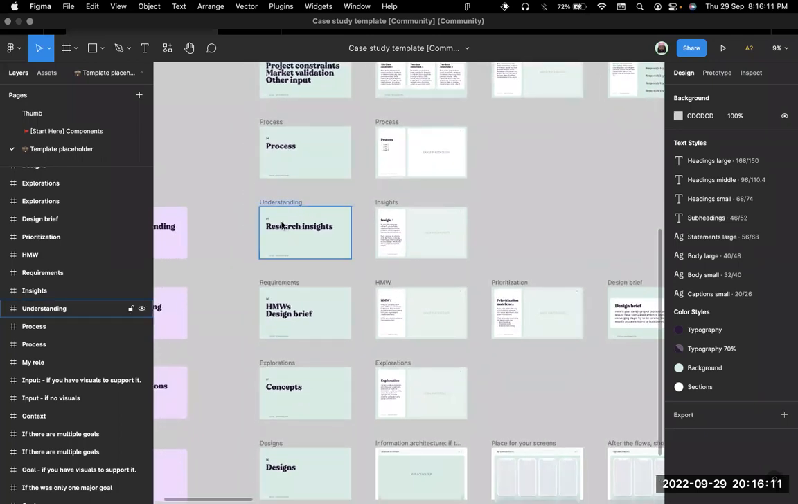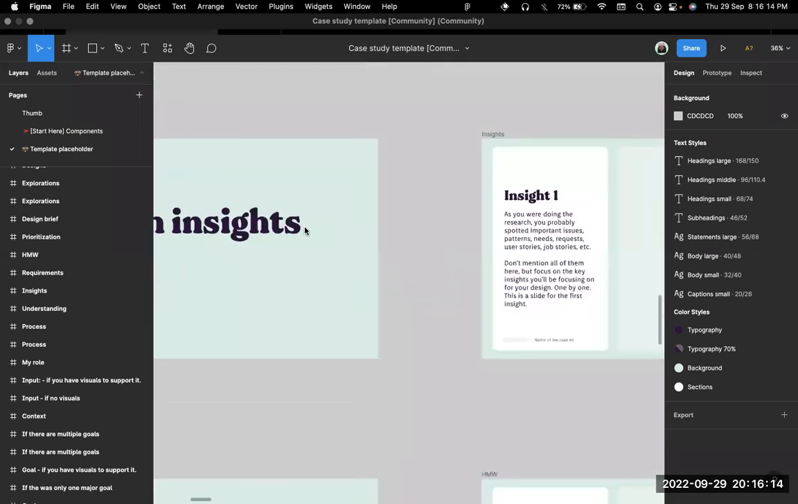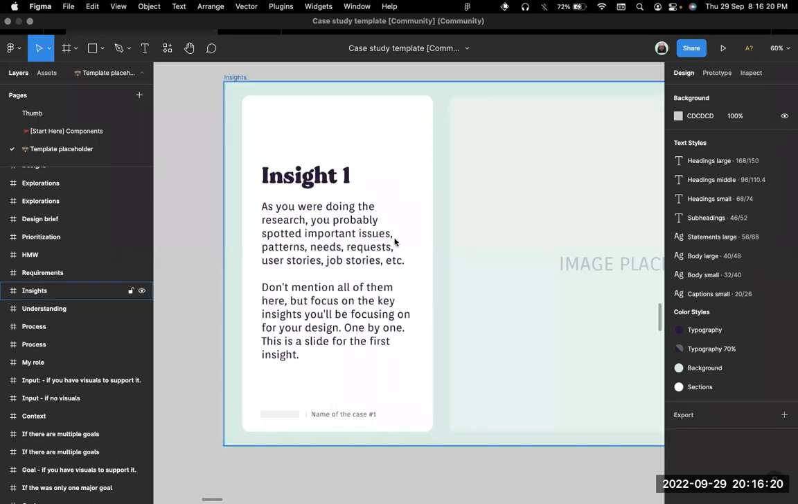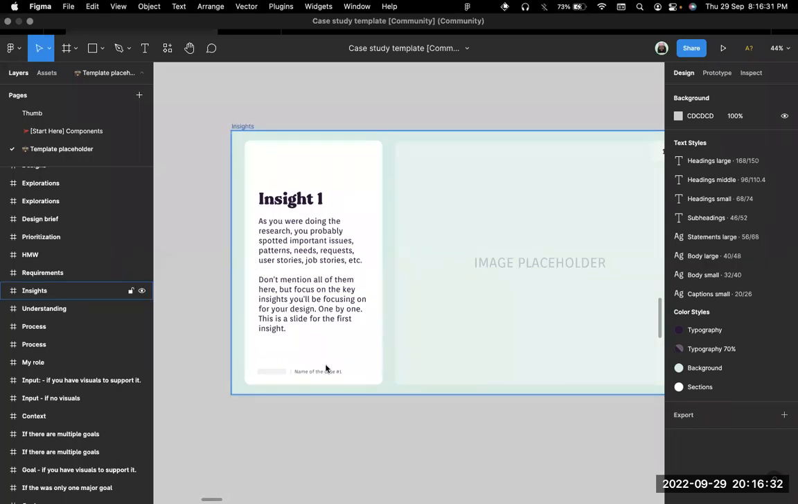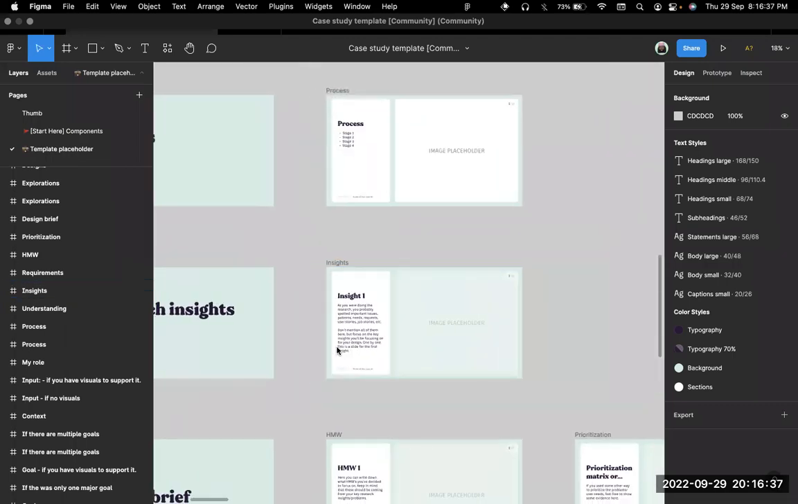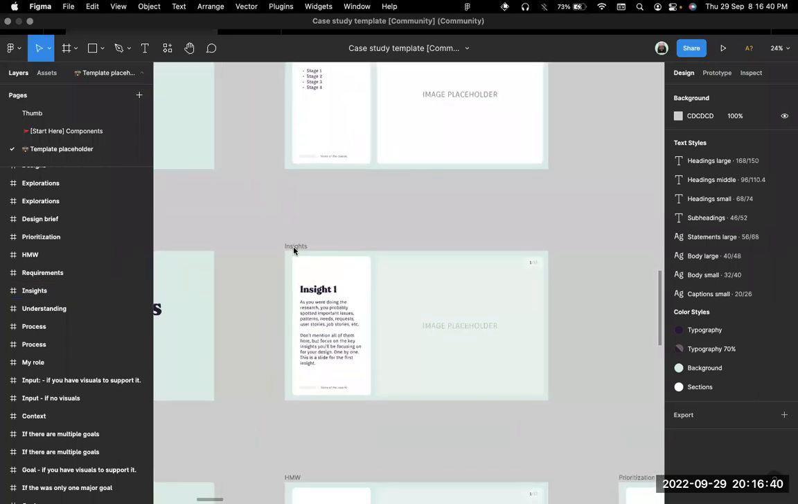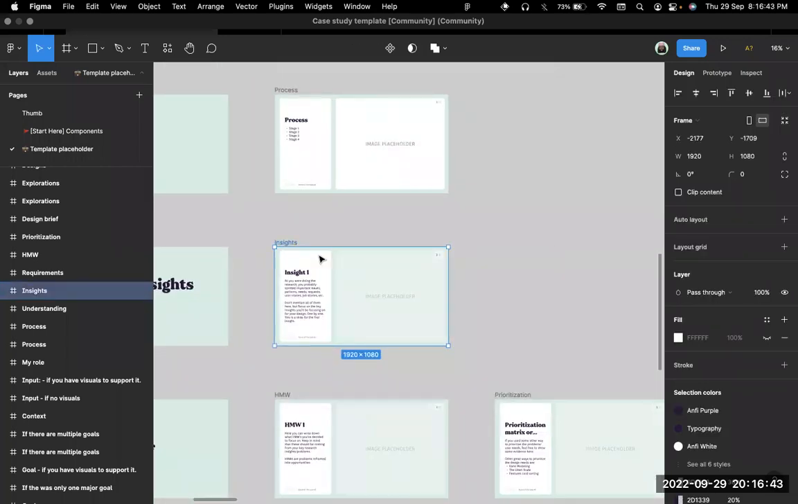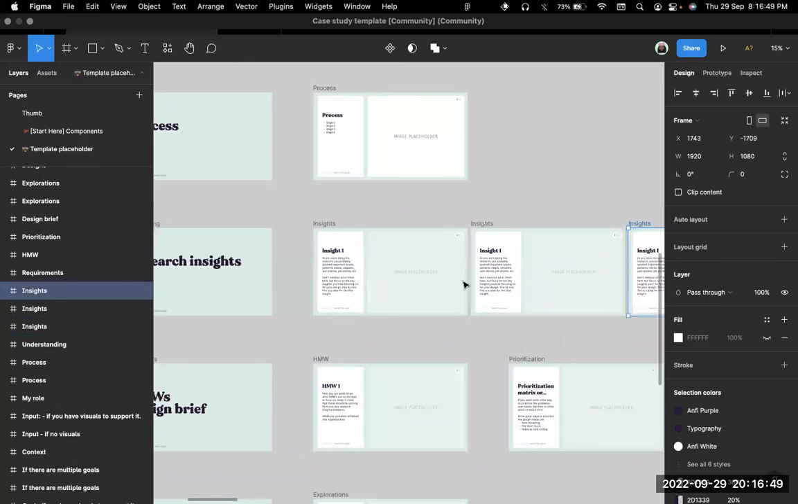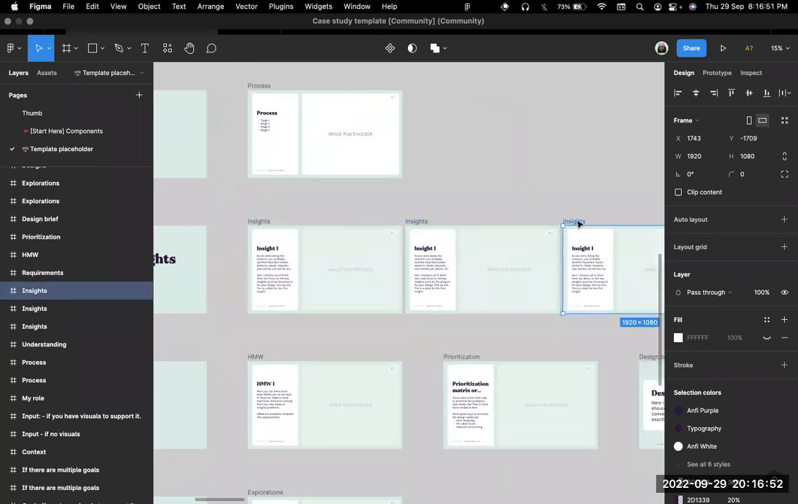Okay. And the next thing we have here is the research insights. Now, the research insights, I think they are basically descriptions, right? So as you're doing the research, you probably spotted important issues, patterns, needs, requests. So things like the user stories and the job stories: what exactly did you find out, that user A, or let's assume we interviewed John, right? Our insights must not be one page. Your insights can be multiple pages. So maybe you interviewed 3 users, for example. You can have 3 different sections saying, okay, we found out that this happened. So we can have insight 1, insight 2, insight 3, right?